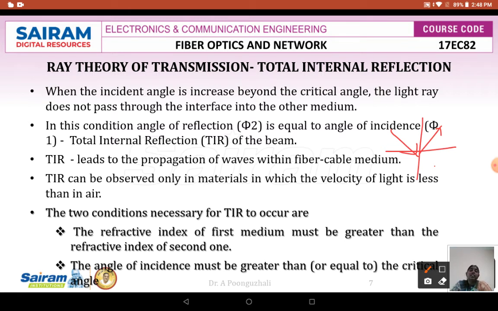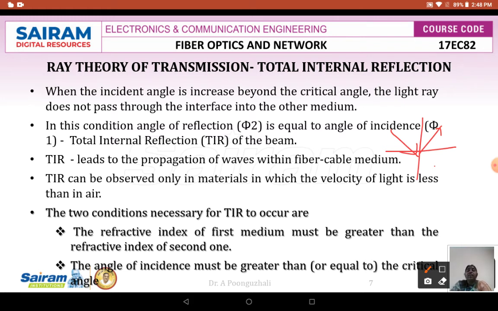In this condition, the angle of reflection occurs, so the angle of incidence is equivalent to the angle of reflection. Here we have the principle called total internal reflection. The total internal reflection of the beam takes place. This concept is applied for the propagation of waves within the fiber. So when I use an optical fiber, the total internal reflection principle is applied.